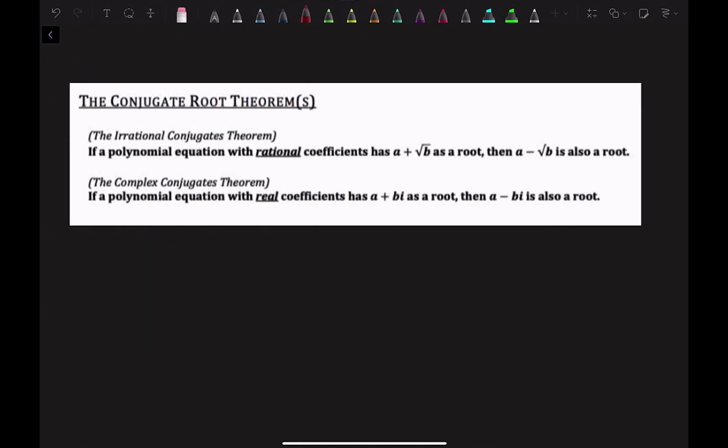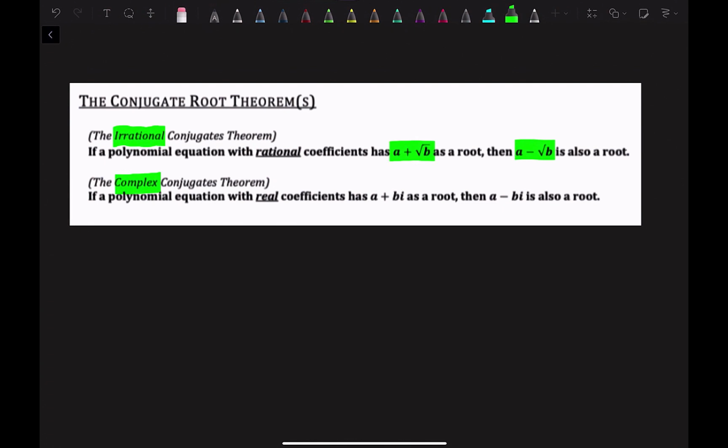All right, here they are. They are collectively called the conjugate root theorems. We have one called the irrational conjugates theorem and one called the complex conjugates theorem. What they say is if you ever have a polynomial that has one of its roots or one of its zeros as a binomial involving a root, then also the conjugate of that is going to be a root.